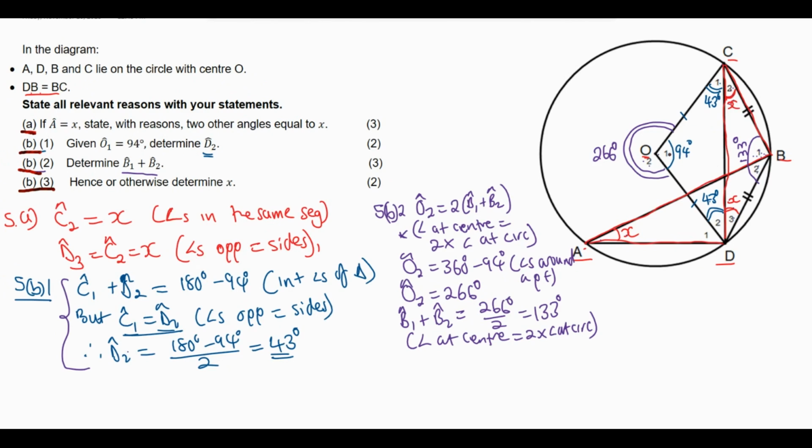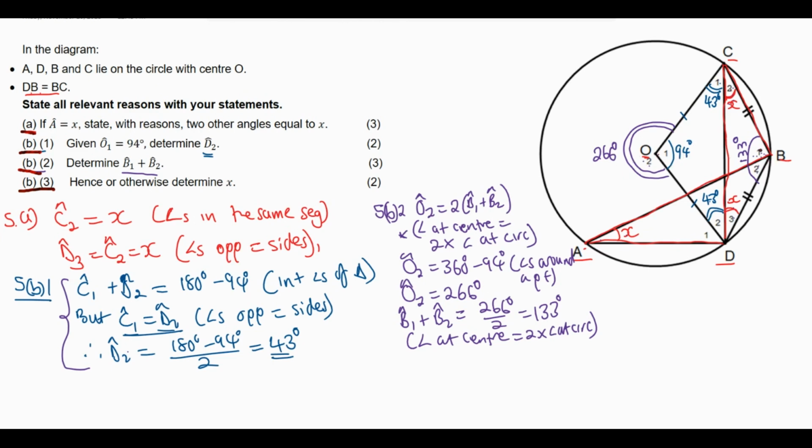And then we're given that O1 is 94 degrees. And then from that, we got that D2 and C1 are 43 degrees, since these are interior angles of a triangle, and C1 and D2 are equal since they are angles opposite equal sides. OD and OC are radii.